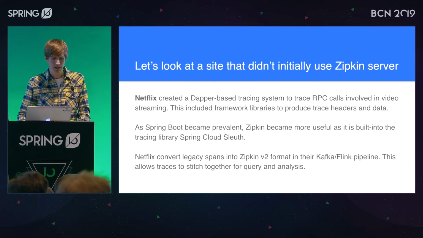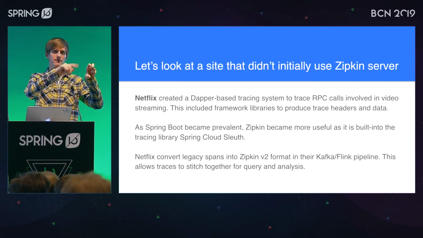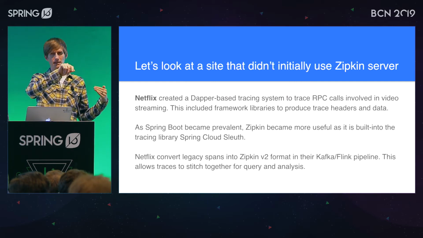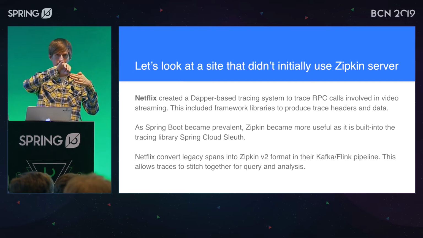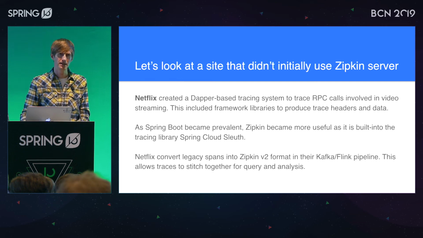So in their pipeline, they have data coming from the old systems. They convert it to Zipkin's format, and then the boot apps are already sending in that. And then as it ends up in Elasticsearch and other things, it's all in the same format. And so it's a lot easier for them to do aggregations and fancy things with it.